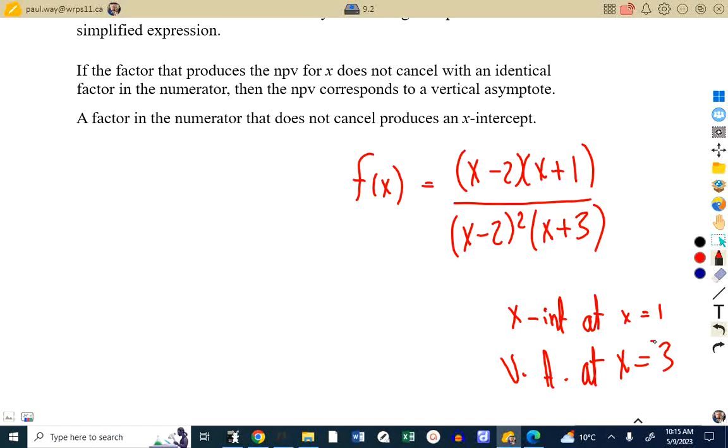Okay. On the other hand, there would be a hole at 2 here because those denominator factors go away. You wouldn't get an x-intercept there because there's a non-permissible value. It would be a hole. So I don't know the likelihood of you seeing that kind of thing, but that's the gist of it. You can see the assigned problems.